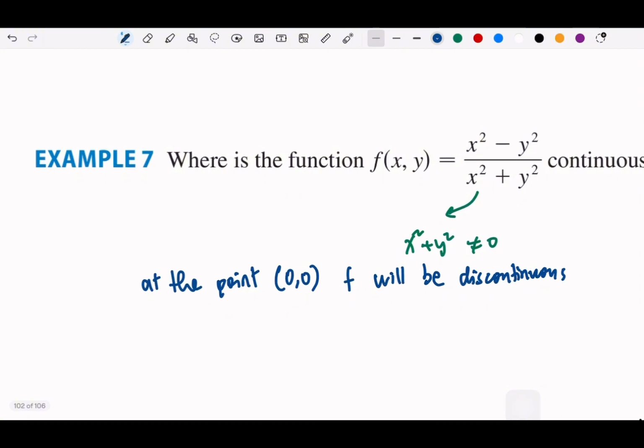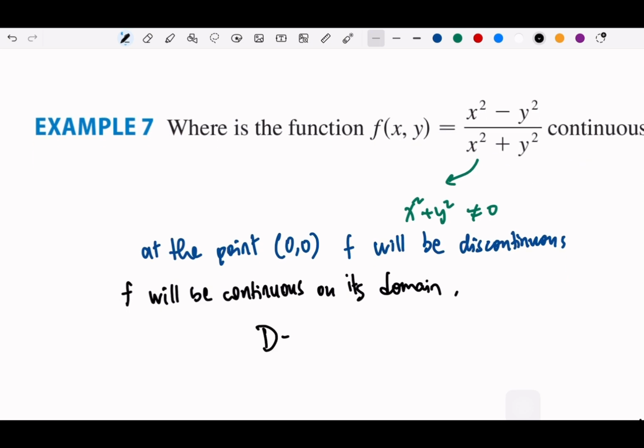However, we can make some restrictions for the domain. So f will be continuous on its domain, which we can set as D, as long as xy is not equal to 0, 0. Which means we can work for every number that is available, right?